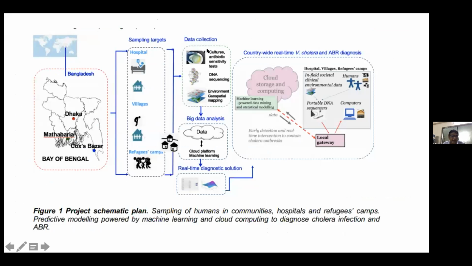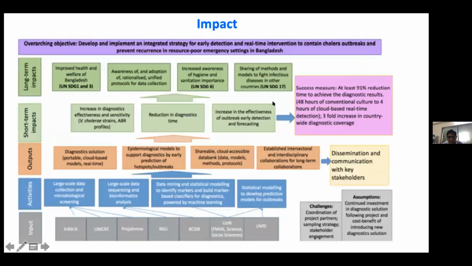So what we do actually, we collect samples from the hospital patients, and from the index patients, we go to their houses to collect samples from the household family members. And in the microbiology lab, we do the culture antibiotic sensitivity test and do the DNA sequencing. Combining all this data, we put it in the cloud, and with the help of the team at Nottingham University, we'll be applying machine learning approaches.